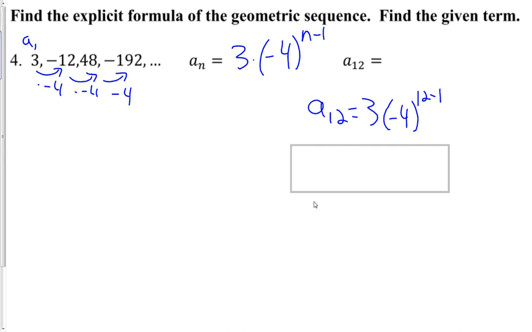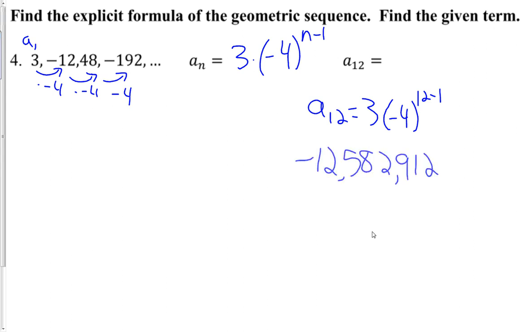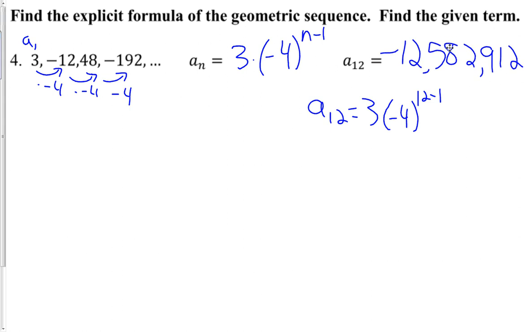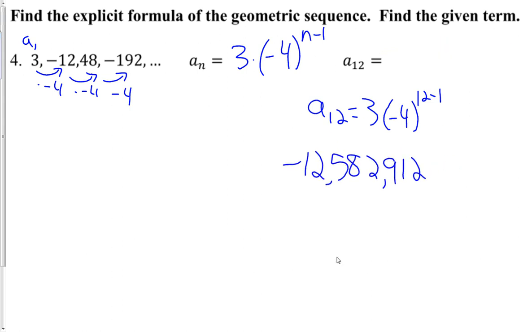A sub 12 equals 3 times negative 4 to the 12 minus 1, and we get this large number, which we can just move to this blank. But that is the answer, negative 12,582,912. Now, very large number, but because we're multiplying by 4, it doesn't take much to get to a large number. I mean, 4 to the third power, and you're already at 64.